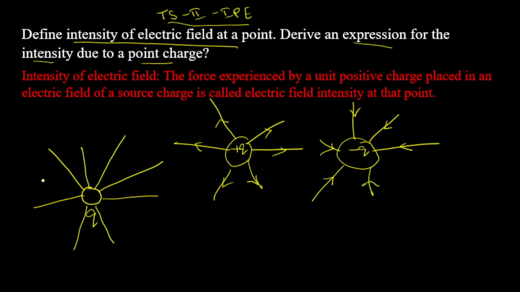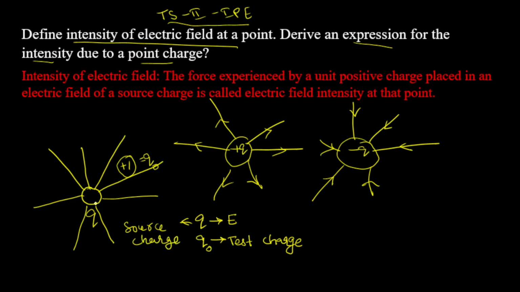Now I am considering a unit positive charge. I am denoting this with Q naught. In the electric field of this charge Q, I just want to test the electric field strength of this charge Q using this charge Q naught, the unit positive charge. Therefore this charge is called a test charge. I am using it to test the electric field strength, so it is a test charge. And this charge Q is the source charge.